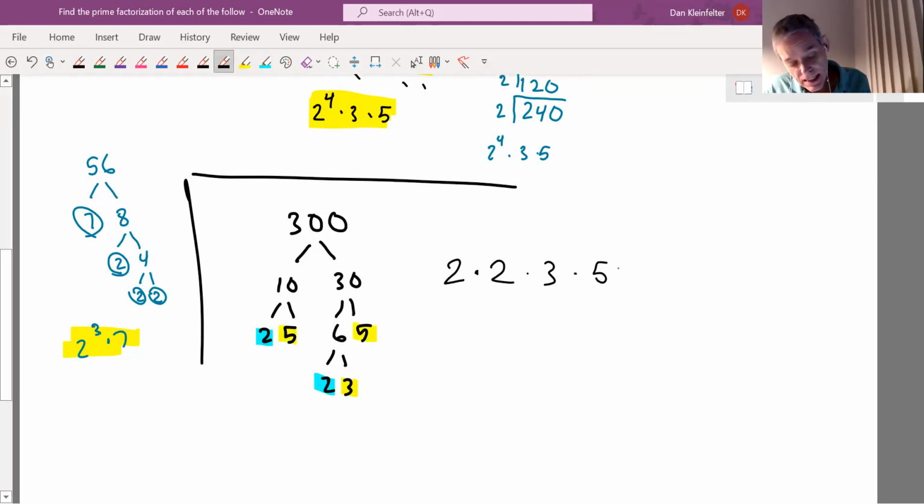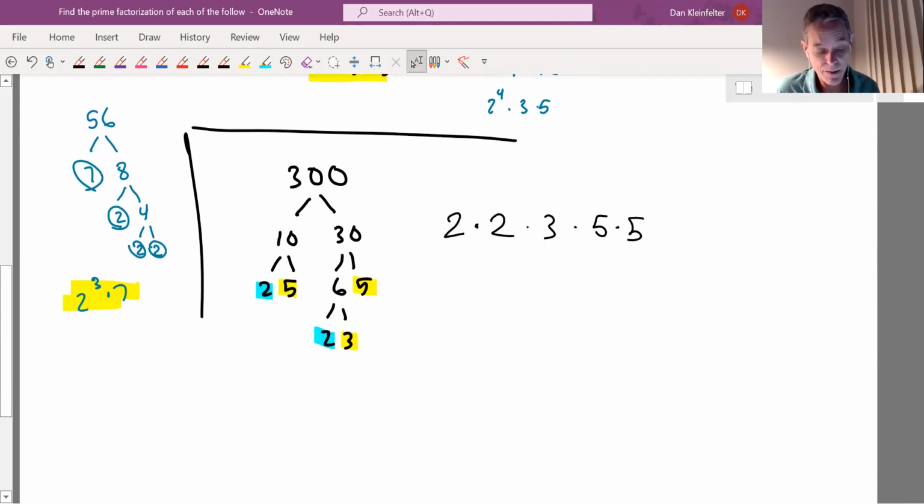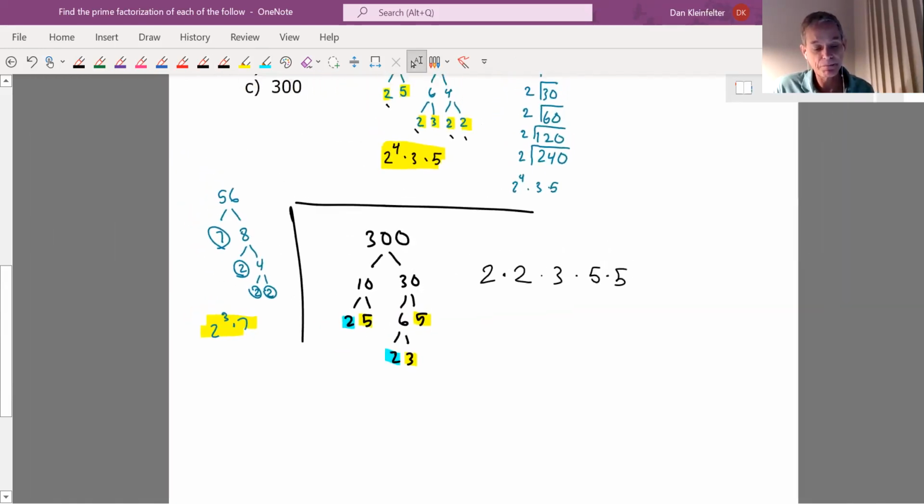It's again a good idea to mark off the ones that you've counted so that you don't accidentally forget one or use one twice. And also notice that you're just using the numbers at the ends of the tree diagram. I didn't write down a 10 or something. You want to write down only numbers ending up at the very bottom. And they should, of course, be prime numbers if you're doing a prime factorization.